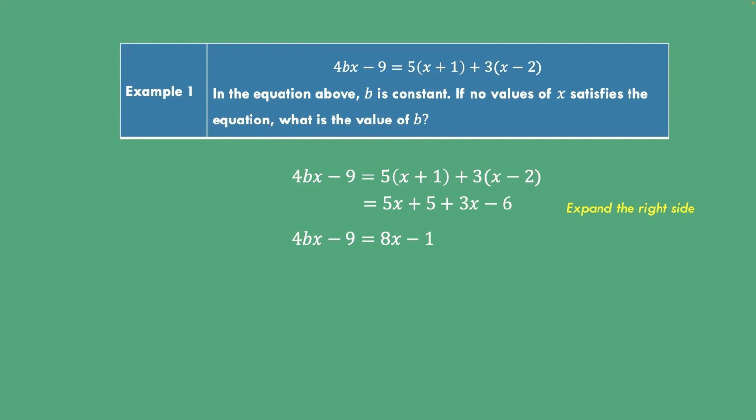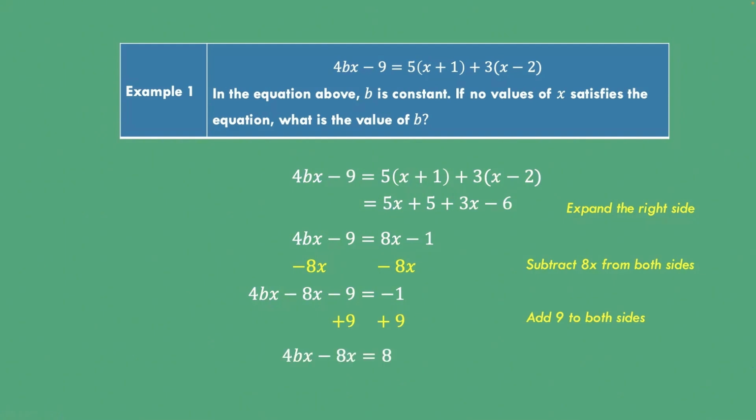Our next step is to gather all the x terms on one side of the equation and the constant terms on the other. Let's move the 8x from the right side to the left. We do this by subtracting 8x from both sides. This leaves us with 4bx minus 8x minus 9 equals negative 1. Let's move the constant negative 9 from the left side to the right. We do this by adding 9 to both sides. This gives us 4bx minus 8x equals 8.